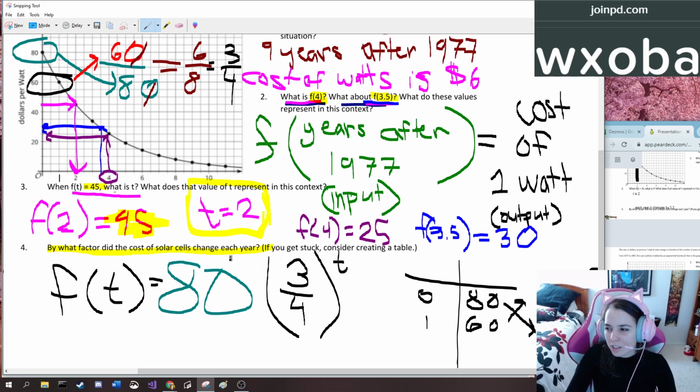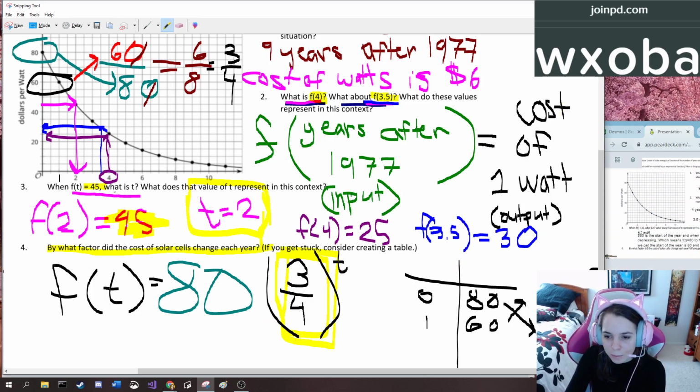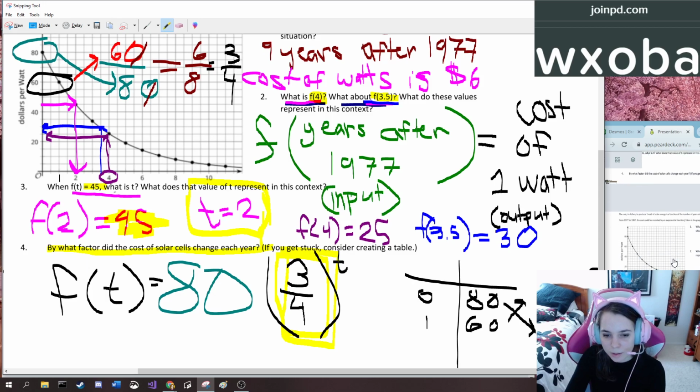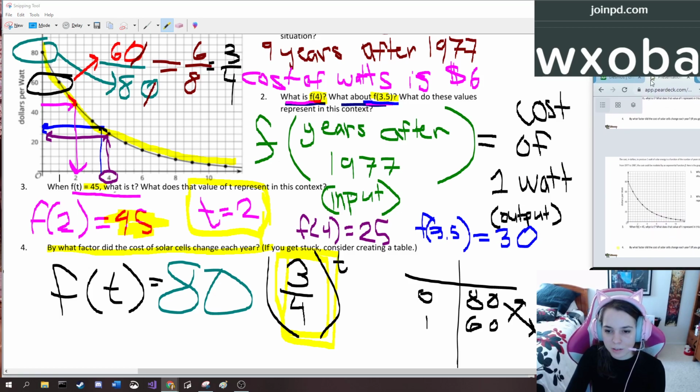But this question wasn't asking us for the equation. It was only asking for the factor. By what factor did the cost of the solar cells change each year? And that factor was 3 over 4. Okay, but writing the equation can help you discover what that growth factor is. And also note that this is decreasing, and the fraction that we got is less than 1, which is how exponentials decrease.